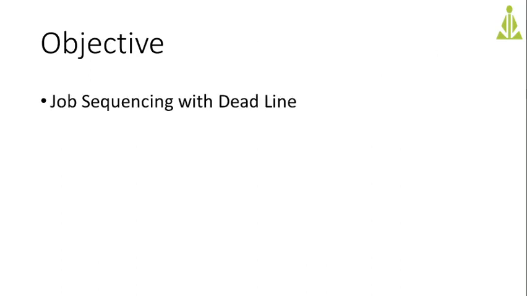Today's topic is job sequencing with deadline. What does job sequencing with deadline mean? Here, we will have a problem. In that problem, every job has some deadline. For example, if some jobs are there, here job 1, job 2 and job 3. So here 3 jobs are there.